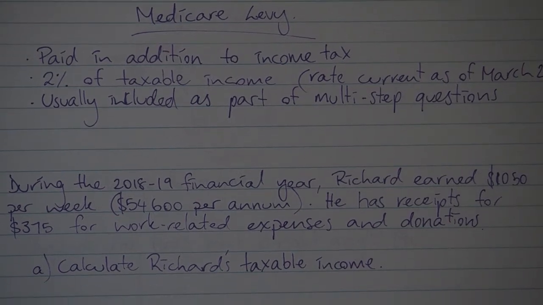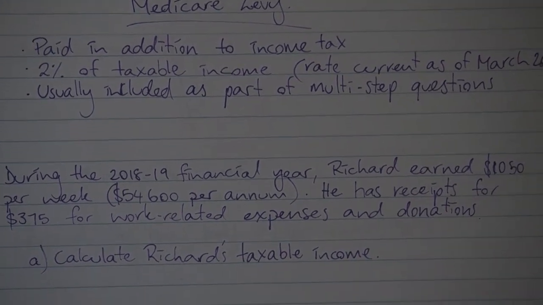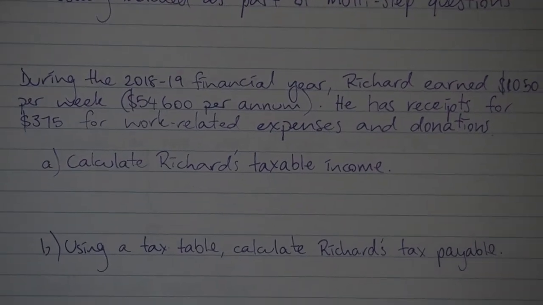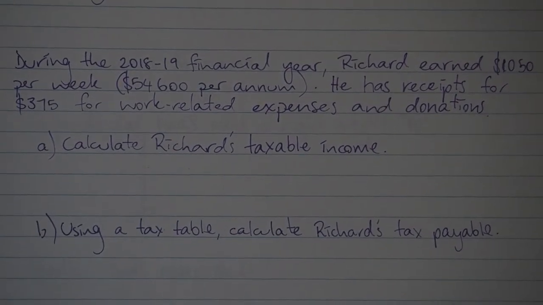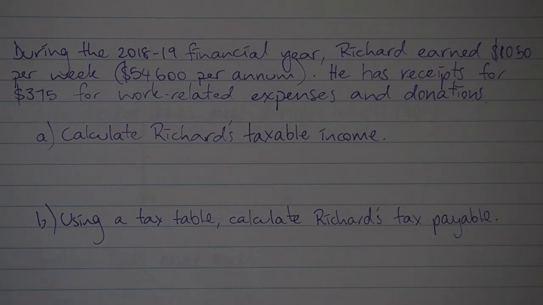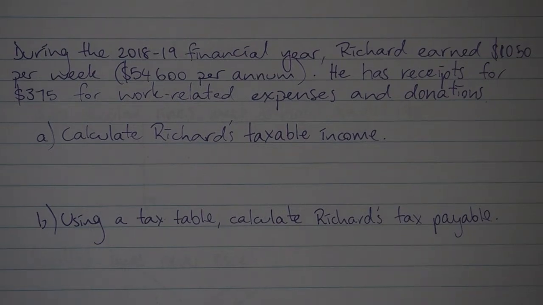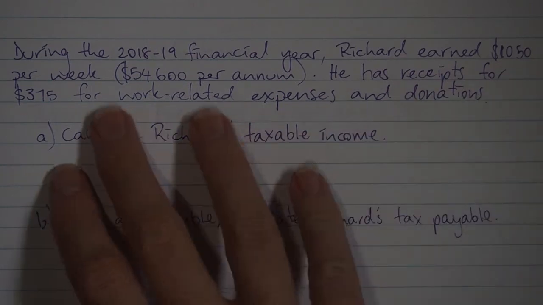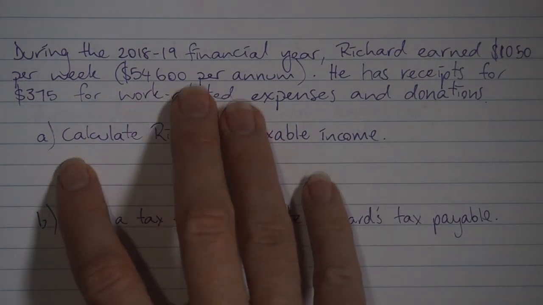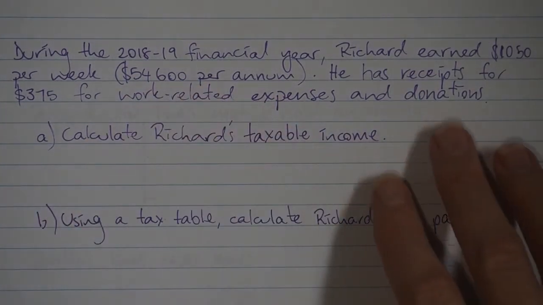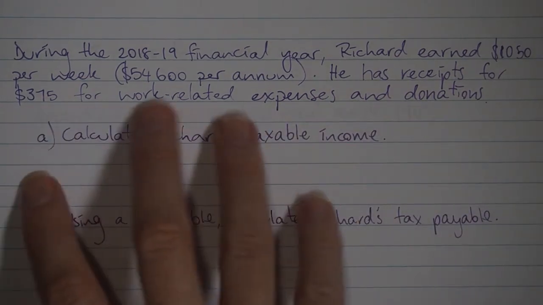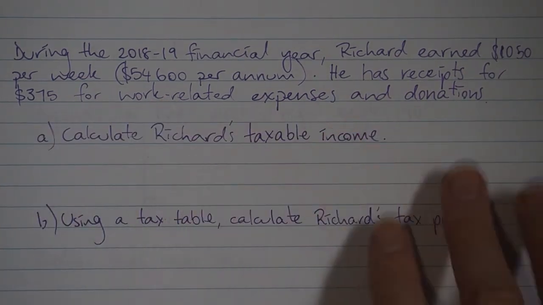So I want to take you through a question that does actually use a tax table, and it is a multi-part question. This is the kind of question you're most likely to see on Medicare Levy if you are presented with it in an exam. During the 2018-19 financial year, Richard earned $1,050 per week, which is $54,600 per annum. He has receipts for $375 for work-related expenses and charity donations.